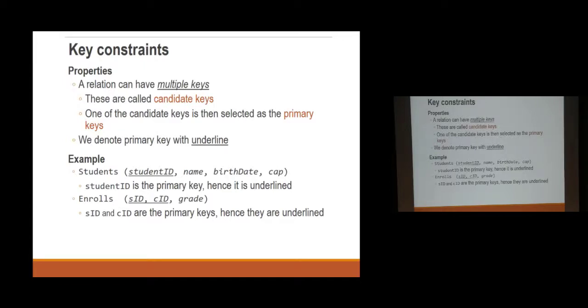And to make things easy, if the primary keys are known, we just put them as an underline. Okay, so two examples there. Student ID is the primary key. The pair SID and CID are primary keys. Okay, the way you create a database with these particular primary keys will be next week.